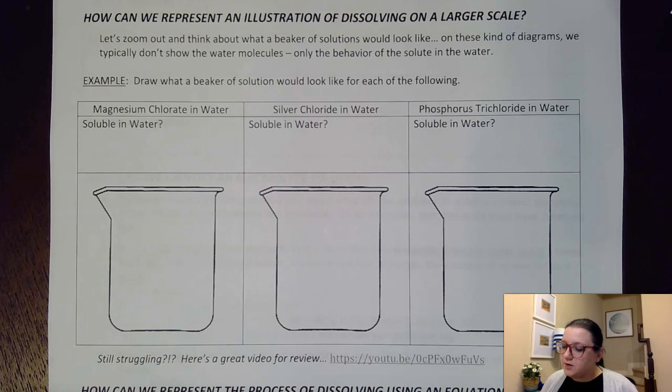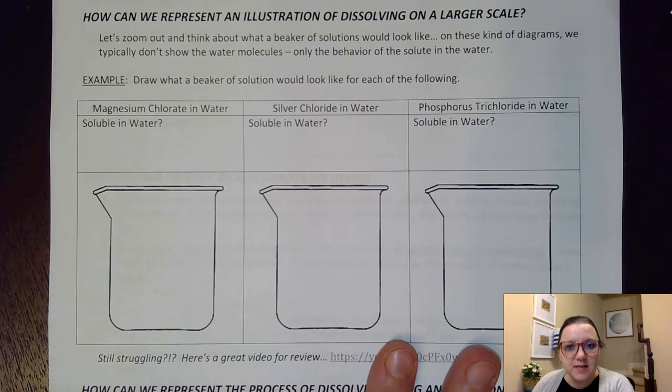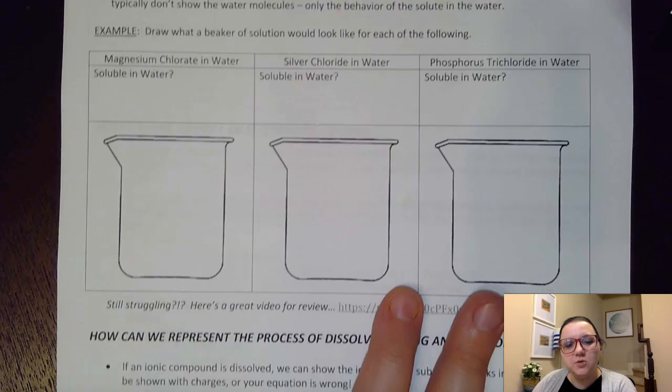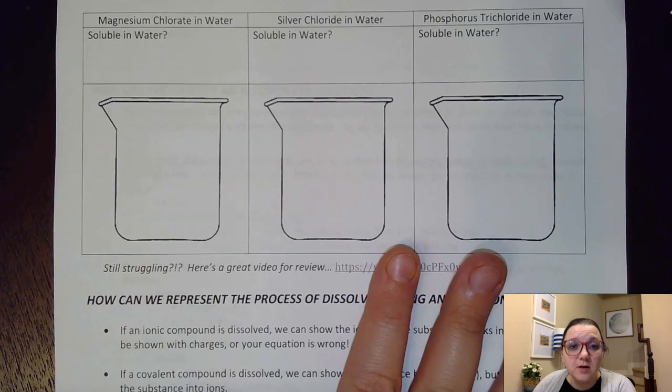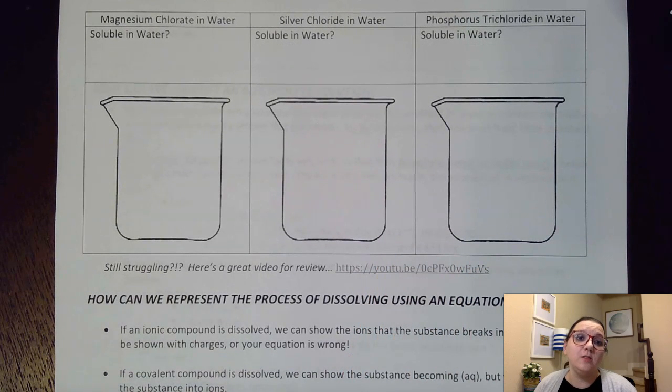So to start us off here, you notice that we have three different substances, and we want to illustrate what a beaker of these substances might look like once they've been dissolved in water. Whereas in the last video we showed the actual intermolecular forces that are forming, here I just want to have a grand scale view of: is the dissolving taking place? Are we forming ions? Or is that substance staying together?